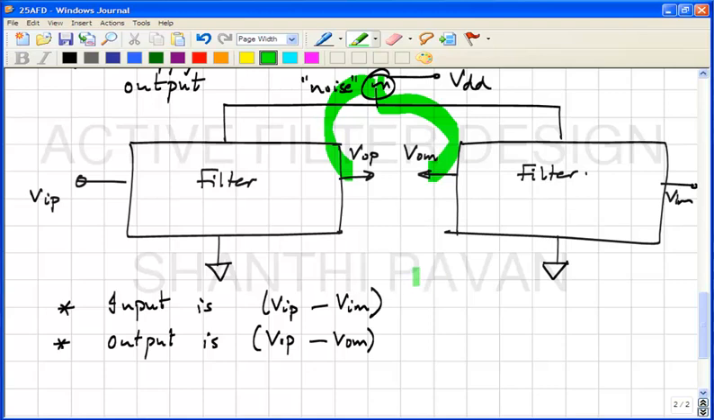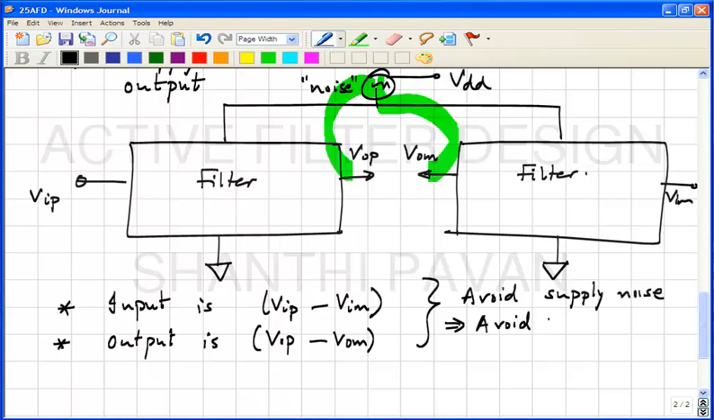So this way you avoid supply noise, or in more general terms, you reject all disturbances or noise sources which are common to both halves, correct. In other words, you avoid all disturbances common to both halves.